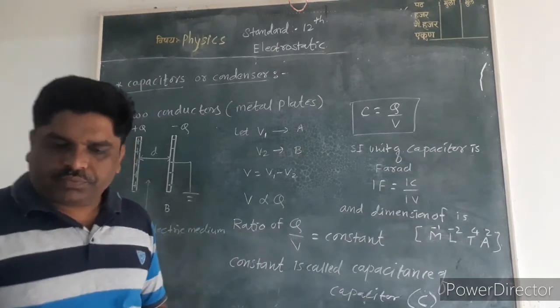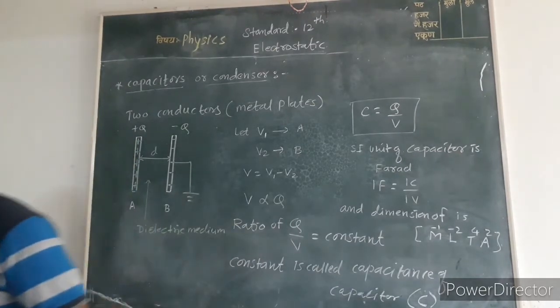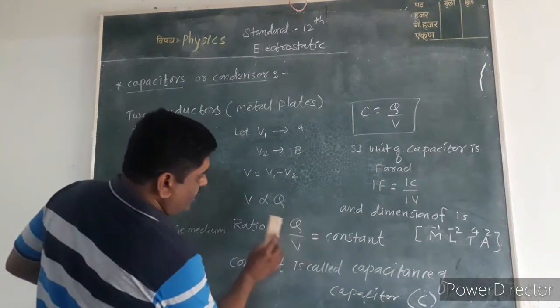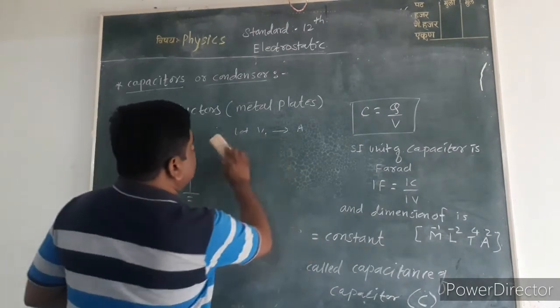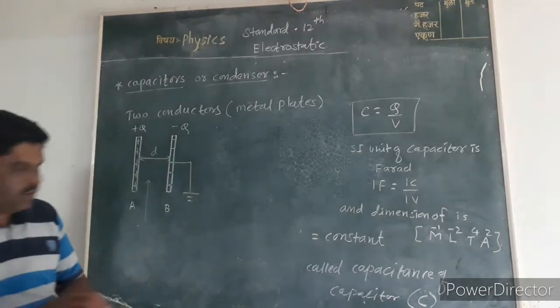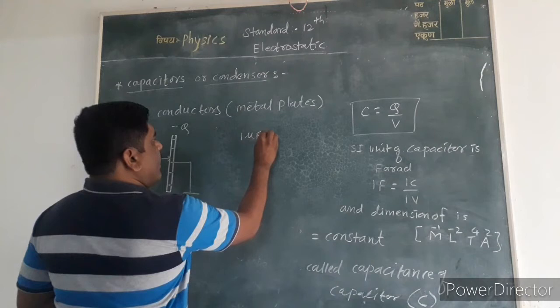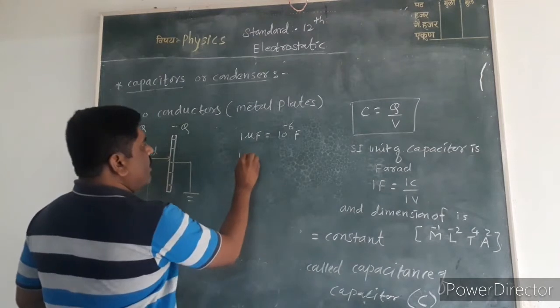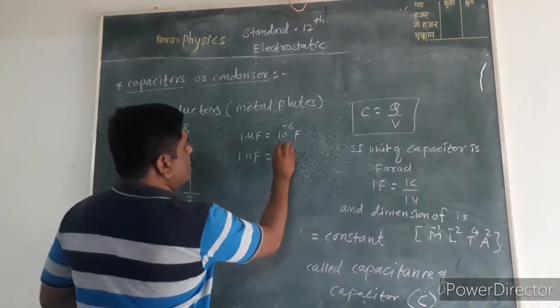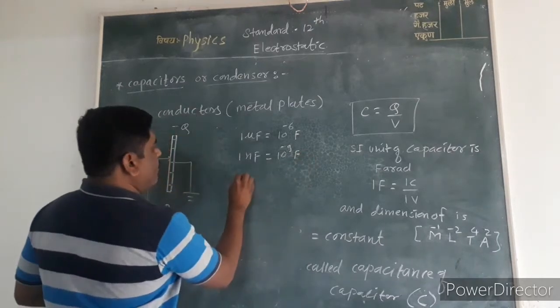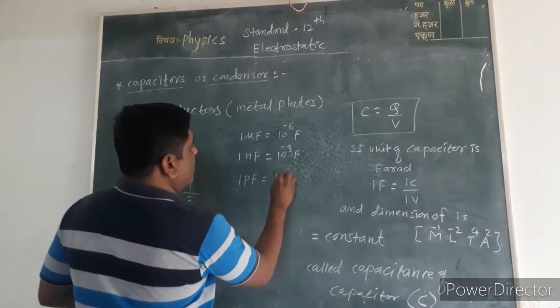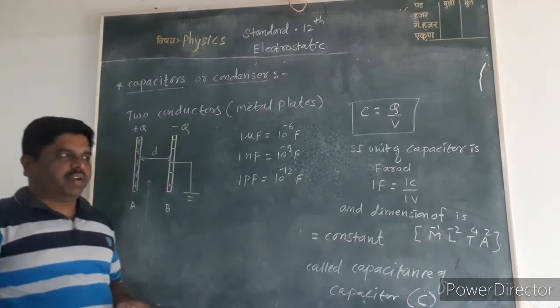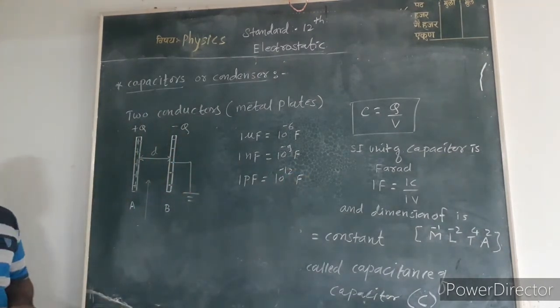There are other units of the capacity of capacitor. 1 microfarad is equal to 10 raised to -6 farad. 1 nanofarad is equal to 10 raised to -9 farad, and 1 picofarad is equal to 10 raised to -12 farad. This is about the capacitor or condenser.